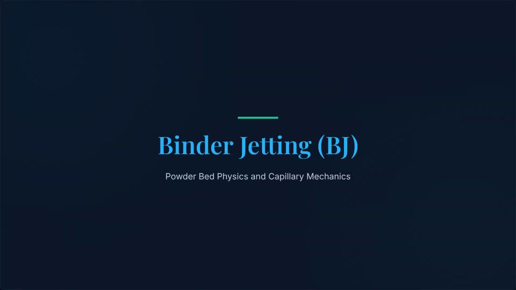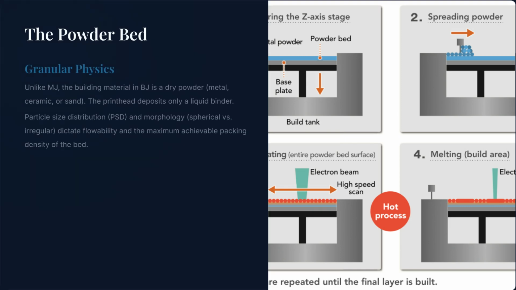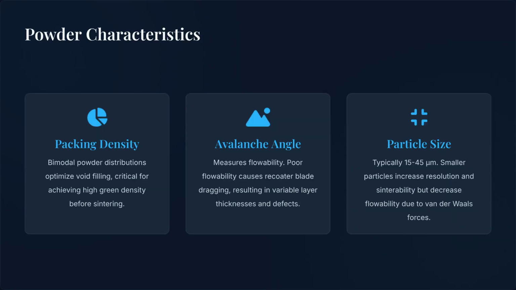Moving to binder jetting, this process relies on different physics, specifically powder bed dynamics and capillary action, to build parts from metal, ceramic, or sand powders. In binder jetting, the printhead deposits a liquid binder onto a dry powder bed. The material's particle size distribution and morphology are critical for flowability and achieving maximum packing density. Key powder characteristics include packing density, which optimizes void filling, avalanche angle, which measures flowability, and particle size, which balances resolution and sinterability against forces like van der Waals.